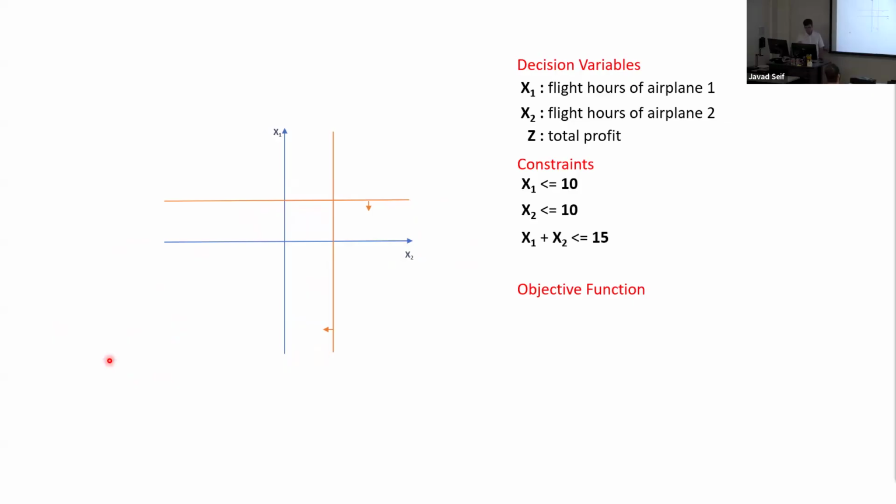Also, we have another constraint that says x1 plus x2, or the sum of the flight hours of these 2 airplanes, should be less than 15 hours. That would be a line here. So that further limits the space to this area. And then another one that says flight hours cannot be negative. For example, this point here is saying that flight hours of airplane 1 and 2 is -1. That doesn't make sense. So I need to limit those 2. Now the solution space is limited to only this area. That's my solution space.